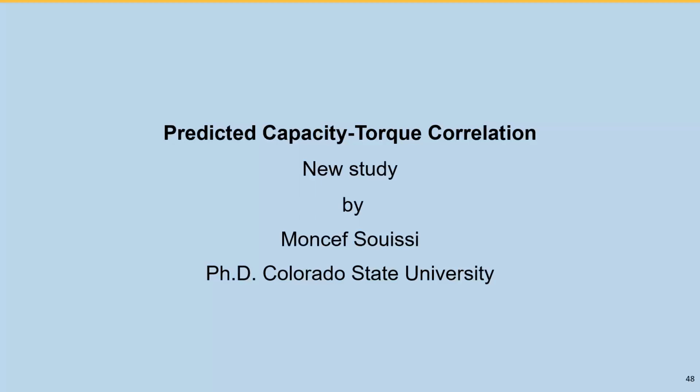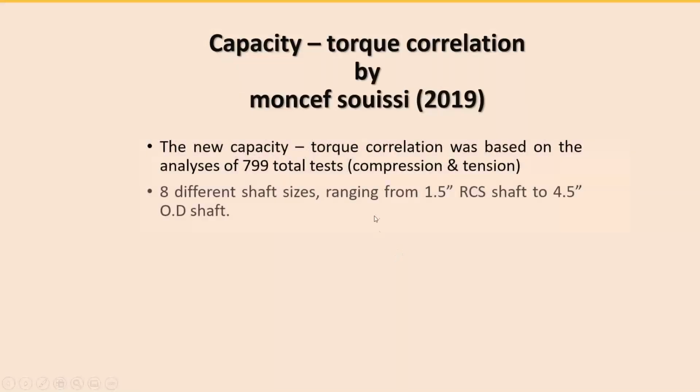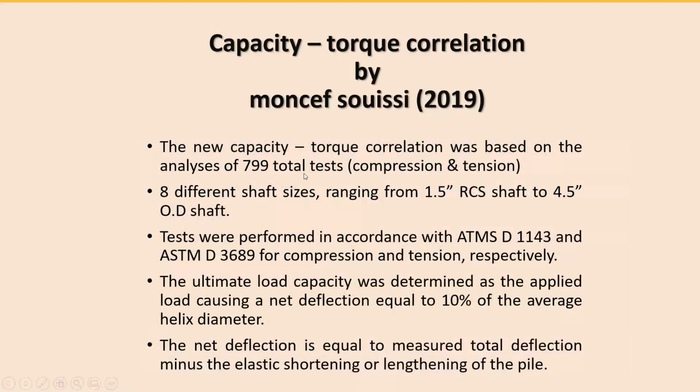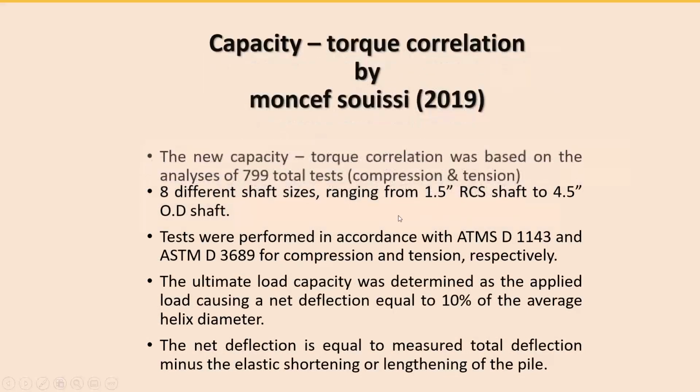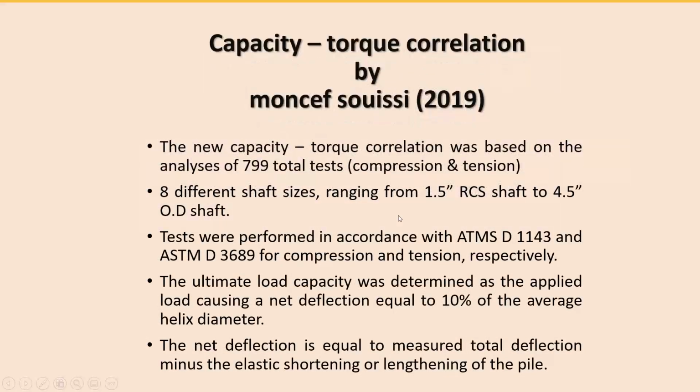When I did my Ph.D. at Colorado State University, I did tons of tests, and I noticed that the KT is not only about the shaft size. The shaft size, I believe, contributes a lot to the KT value, but I did 799 total tests, on compression and tension. There are 8 different shaft sizes ranging from 1.5-inch round-cornered square shaft to 4.5-inch outside diameter shaft.